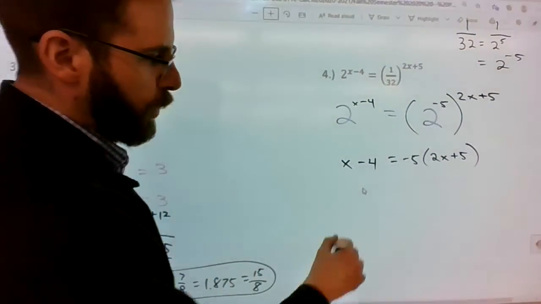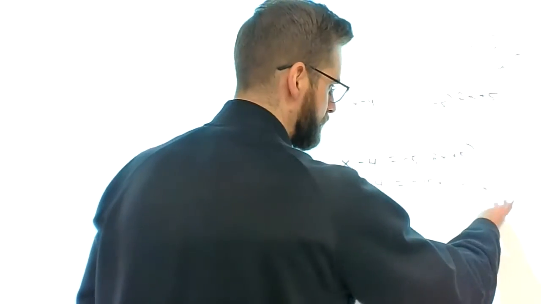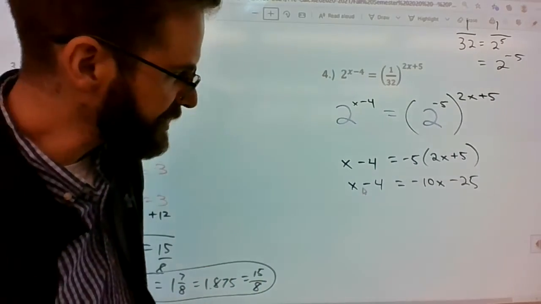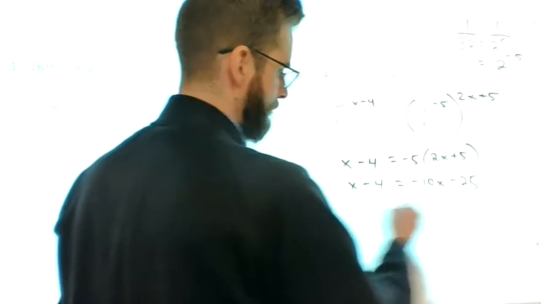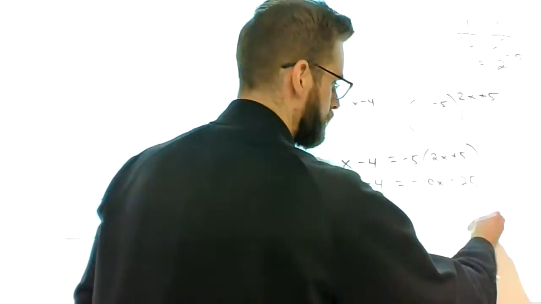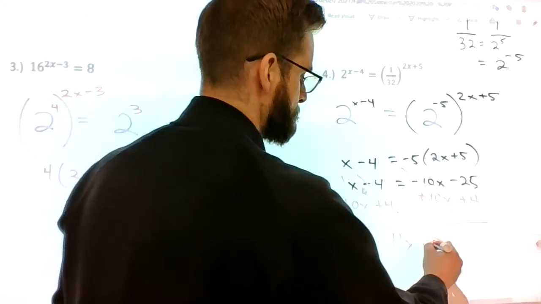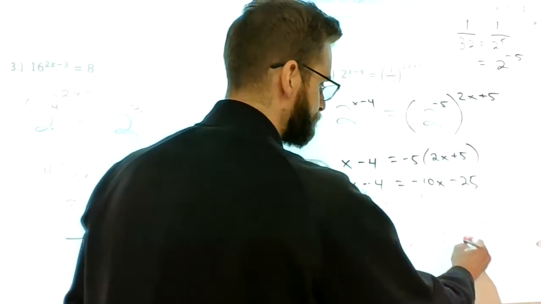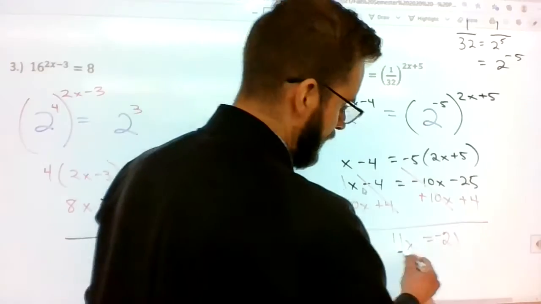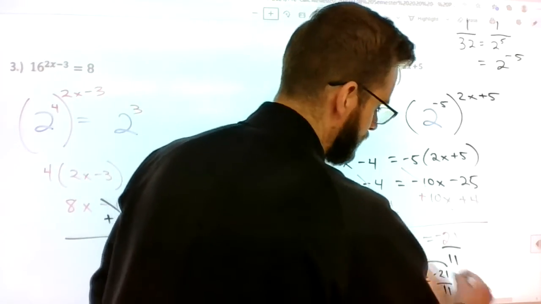Work some solving equations magic that you learned all the way back in 8th grade, Math 1. Get the x's together, not the y's. Get the x's together on one side. Get the constants together on the other side. And you get 11x here is equal to -21. Divide both sides by 11, and you get x equals -21 over 11.